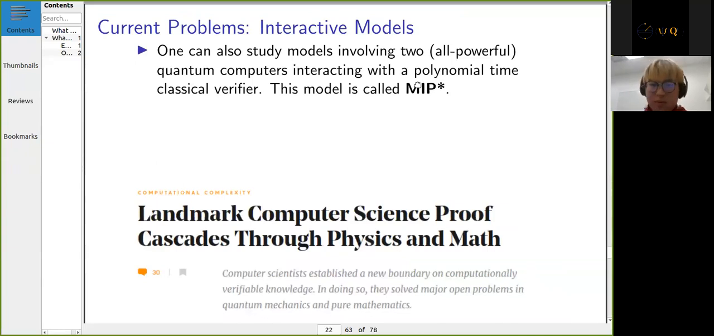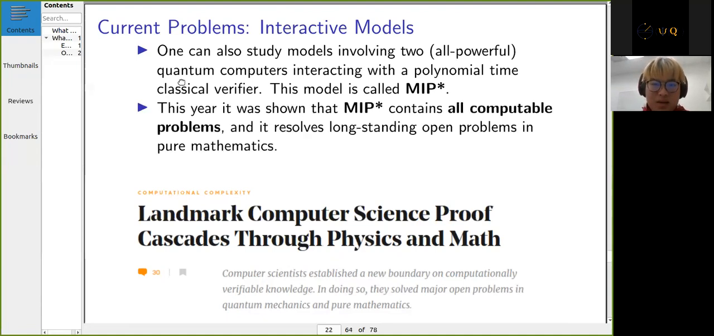Another direction that you might have heard about is the area of interactive models. In an interactive model, imagine that you are a classical polynomial-time verifier, but you can talk to two quantum computers that we assume have unlimited power. You have a problem in mind, and you want to use these two quantum devices to solve it, and you want to be sure that the answer is correct. But your resources are limited and you only have polynomial time. It turns out that being polynomial time isn't really a limitation.